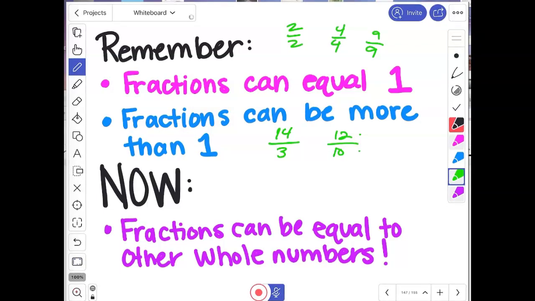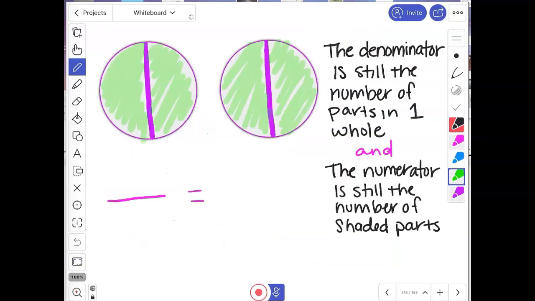So this one can be kind of tricky, but also kind of fun, and you get to use your multiplication and division facts that you've been working on all year. Okay, so we still know that the denominator is the number of parts in one whole. So if I look at this and I have these 2 cookies, one cookie is the same as 2 parts, right? So there's 2 parts in each of my cookies. 1, 2. Okay. The numerator still represents the total number of shaded parts. So in this case, we've got 1, 2, 3, 4 shaded parts.